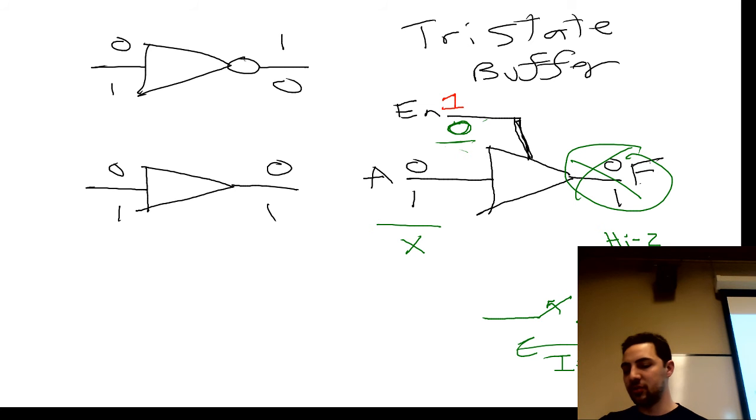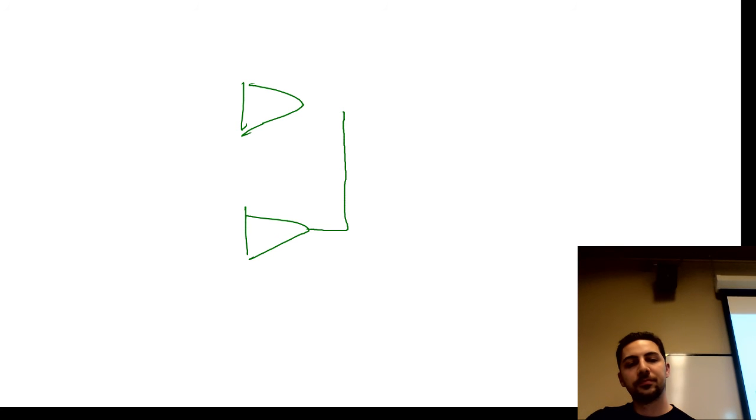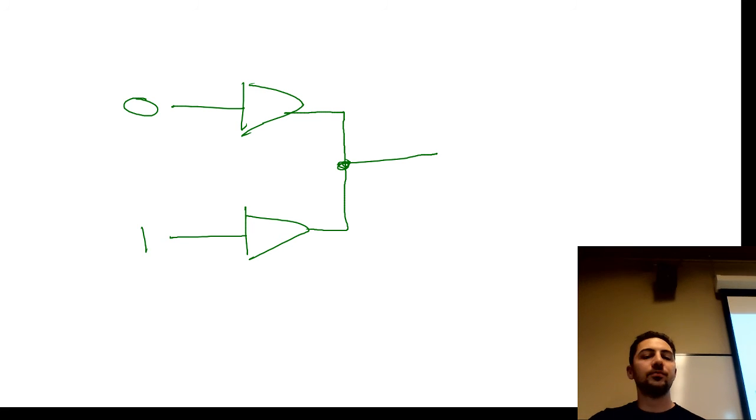There's an interesting thing that you can do with tri-state buffers that you can't do with any other kind of gate. If this was just buffers, what would occur on the top buffer? What voltage would be present right here on the output? You put in a 0, you get out a 0. So you'd see 0 volts.